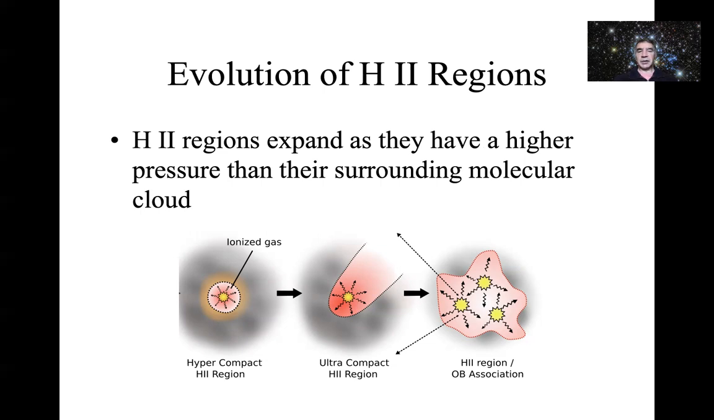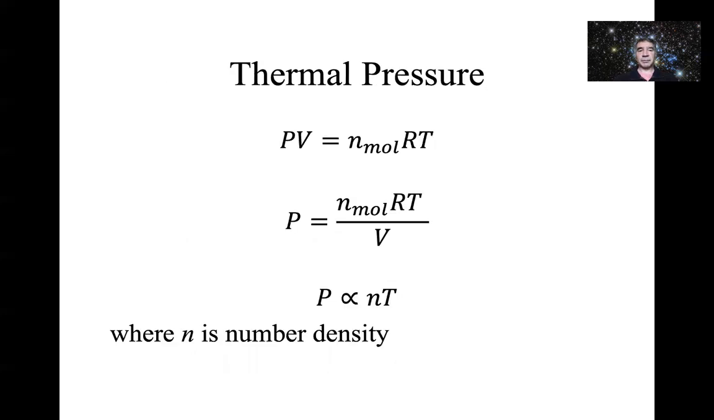Let's think a little bit about what happens to these H2 regions once you've started them ionizing their gas. Over time, as I indicated earlier, they start to expand and break out of the cloud that they were formed in. Why do they expand? Because basically they've got a higher pressure than their surroundings. And this is mainly thermal gas pressure.